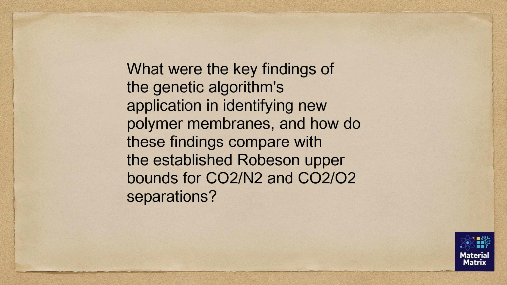So what were the key findings of the genetic algorithm application in identifying new polymer membranes, and how do these findings compare with the established Robeson upper bounds for CO2/CH4 separations?